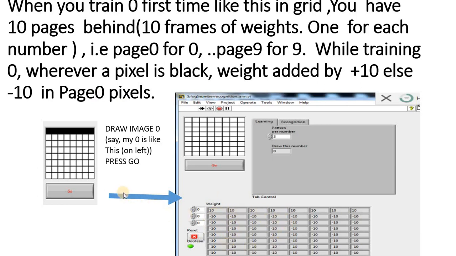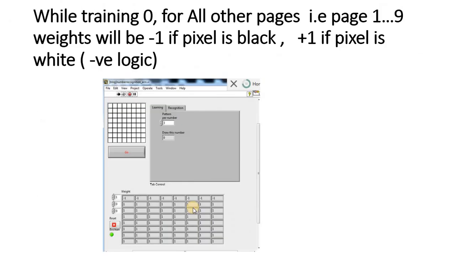Others will be decremented by 10. So for example, suppose I say this is a new number system in which this is my 0. Wherever you have marked black, they become plus, plus, plus, plus; others become minus 10, minus 10, minus 10. You are trying to learn the 0th number, so the frame is also the 0th frame. Now while training 0, for all other pages, that is page 1 to 9, the weights will change by 1.